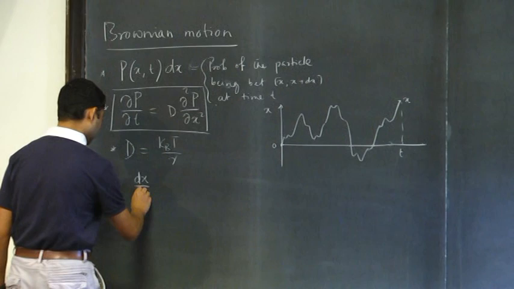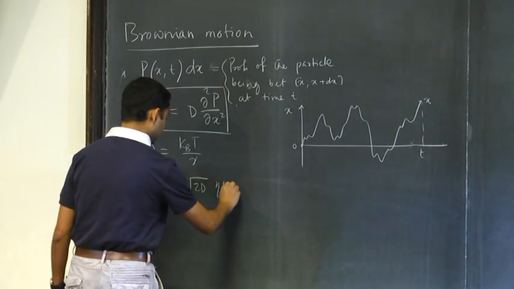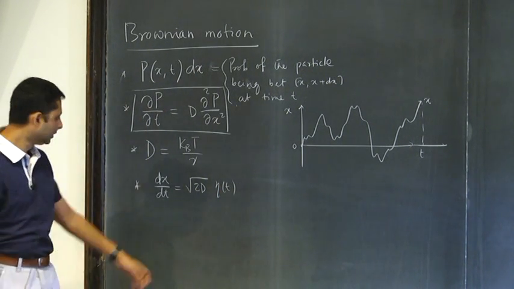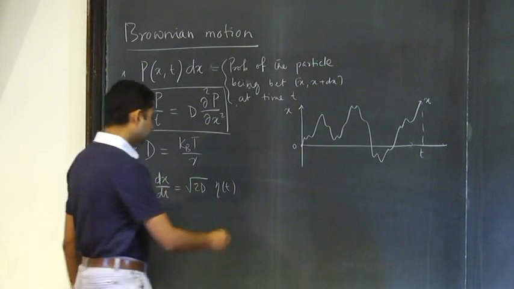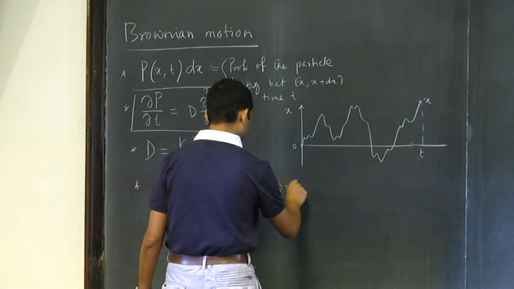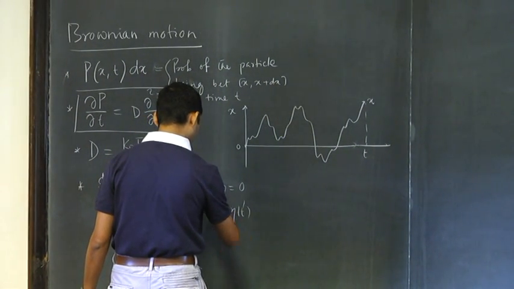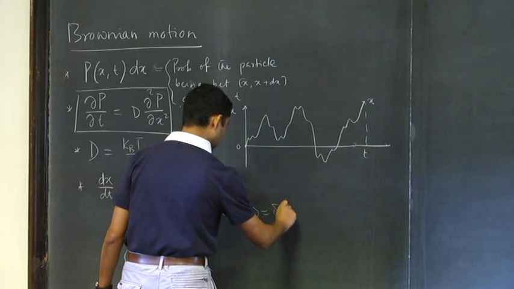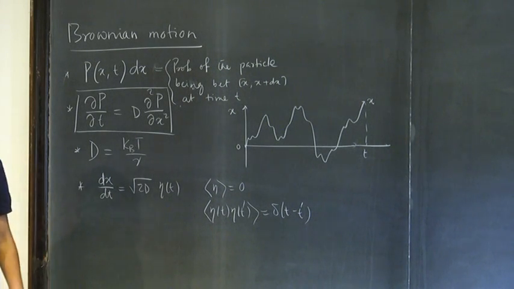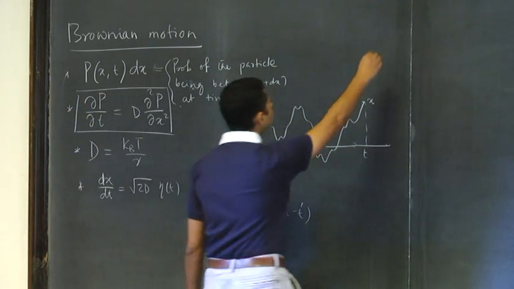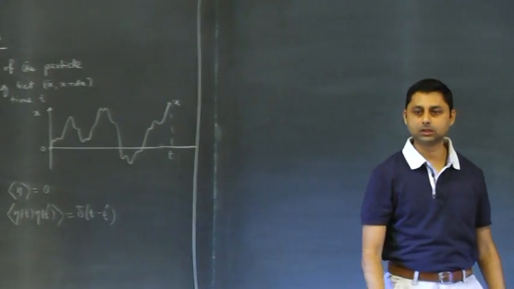and the differential equation is dx/dt is equal to square root of 2D times some noise. This is a Gaussian noise, so its distribution is Gaussian with a mean equal to 0 and some variance, and it is uncorrelated in time, right. This is what I guess we did in the last class, right.